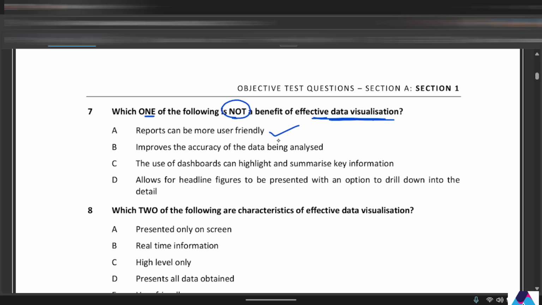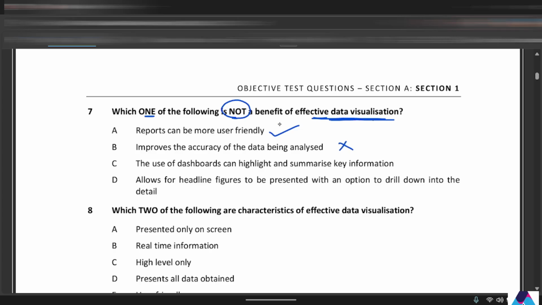I mean, if you just look at raw data, right? And if I combine that data into a bar chart or a pie chart, maybe, or maybe a trend line, that is basically cleaner and easier to digest than looking at all the data at once, right? So when it comes to data visualization, yes, the reports can be more user friendly. Part number B says improve the accuracy of the data being analyzed. Now this is definitely wrong.